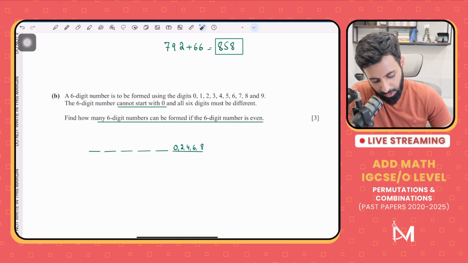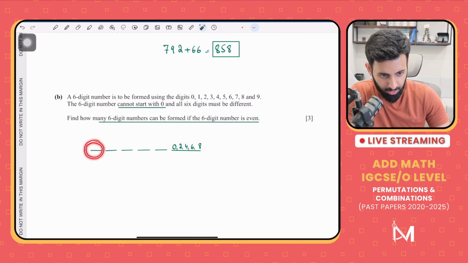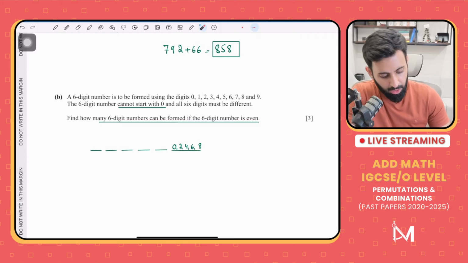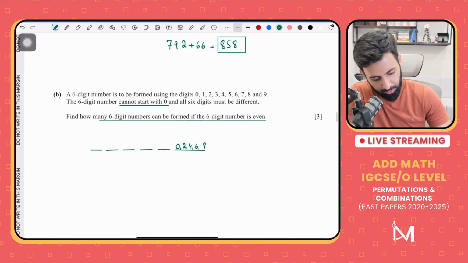Now what we're afraid of is the possibility that if the number we select in the last digit is not a 0, then there may be a 0 over here, which will result in this being a 5-digit number. So here is what we're going to do. We're going to fix 0 as the last digit. 1, 2, 3, 4, 5, 6.